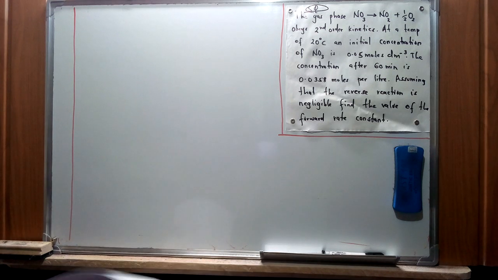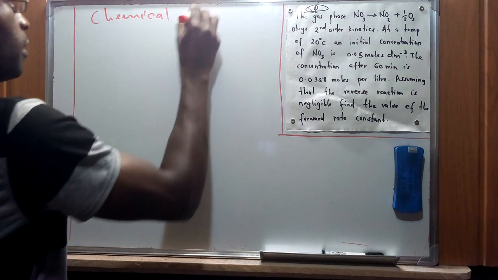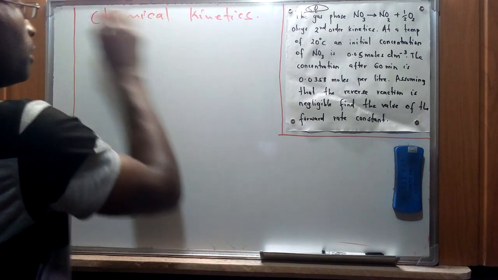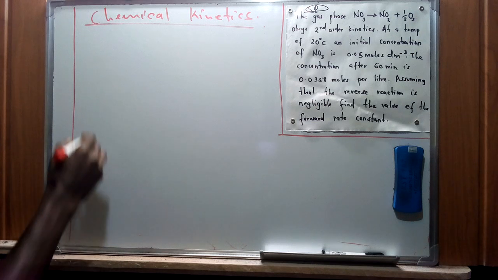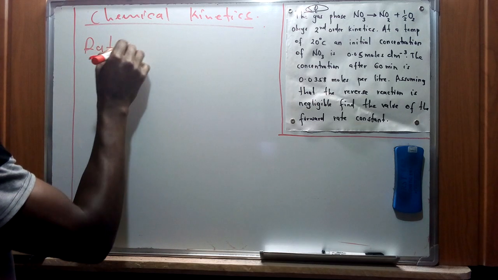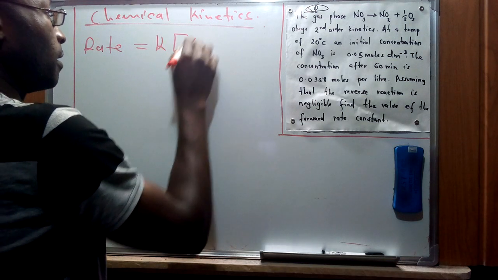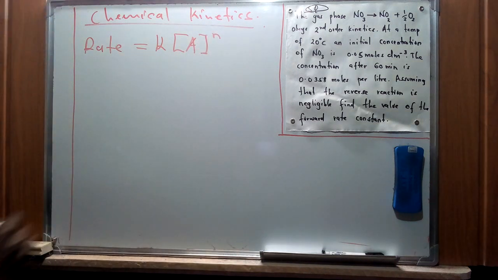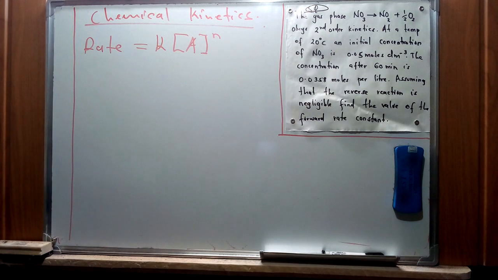Now, from the general information on chemical kinetics that we discussed in one of our videos, we said that the speed of a chemical reaction can be measured using concentration over time, and the rate is given as k[A]^n, whereby the square brackets refer to the concentration, k refers to the rate constant, and n refers to the order of that specific reaction.